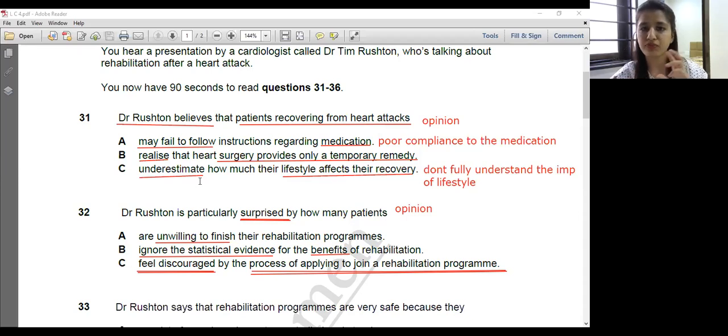If he is saying that although they have been given all the instructions, they poorly comply with the medication, and hence A would be the correct answer. Okay, so I'm going to play the audio next.